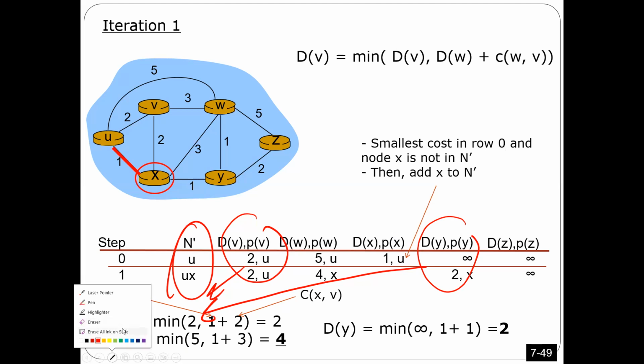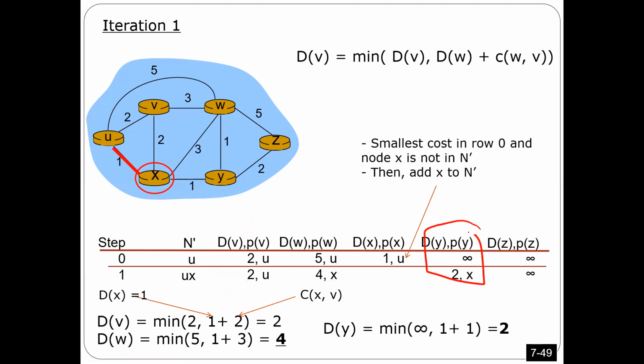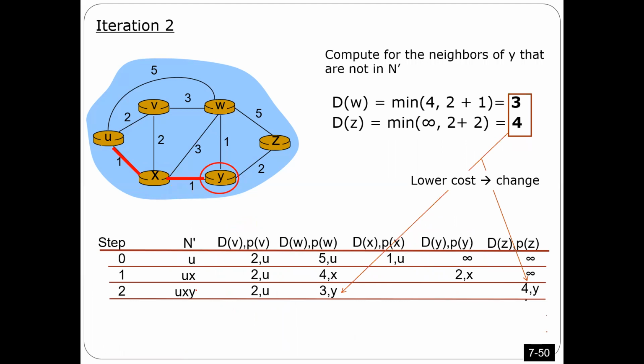So now I'm going to select Y. I'm going to add Y here to the list. And then I'm going to see after I check the neighbors of Y how I can improve this. And that's exactly what I did. So here, I added Y to the list. And then I'm going to look at the neighbors of Y that are not in the list. Who are the neighbors of Y? Y has W, Z and X as neighbors, but I'm not going to study X because X is already here. I already finished X. So I'm only going to investigate W and Z.